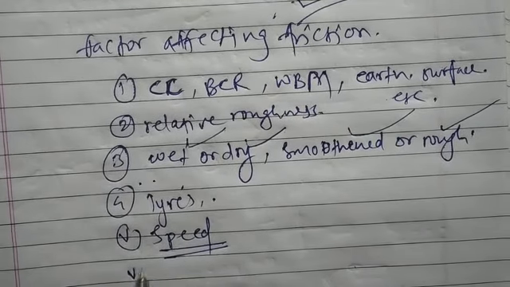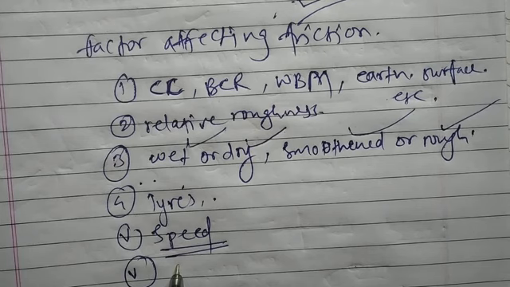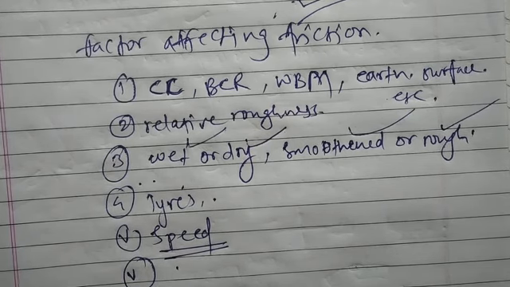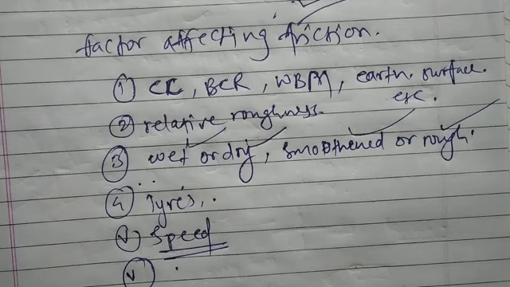The next factor is load and tire pressure. The last two factors are temperature of tire and pavement, and the last one is the type of skid, if any. So these are the factors which control the friction.